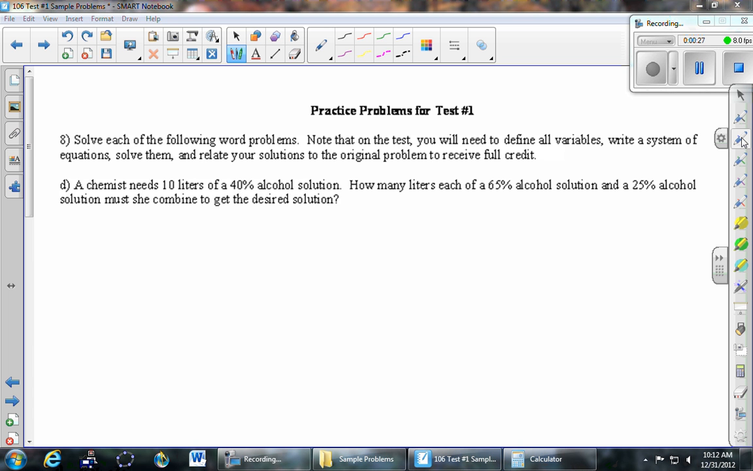So if you haven't already made the table, go ahead and pause the video here and then make the table and come back. I think making the table is a big part of the problem.